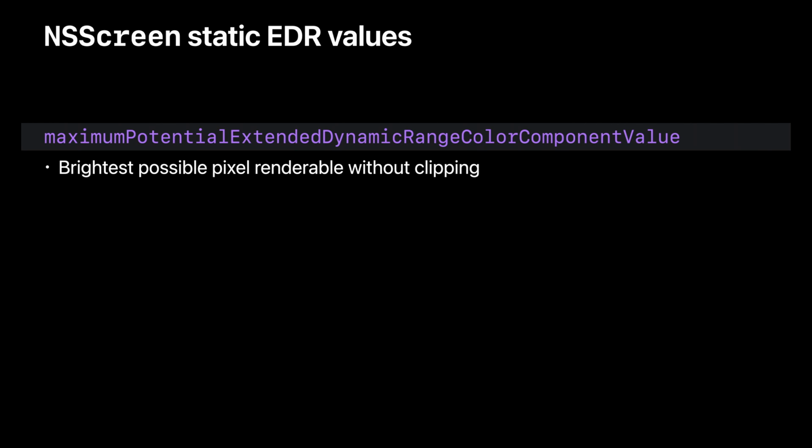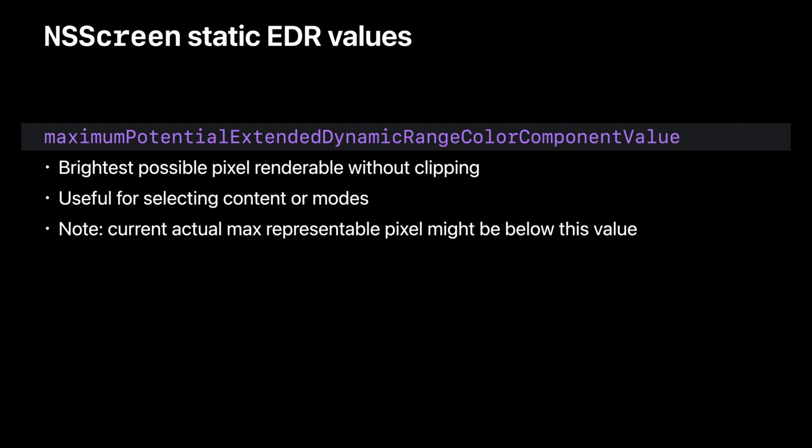The two other EDR values accessible from NSScreen are static, meaning they won't change over time. In contrast to the preceding value, maximumPotentialExtendedDynamicRangeColorComponentValue returns just that, the maximum EDR linear pixel value that might be renderable without clipping on this display. That is, if the display brightness and other features were set appropriately. Max potential EDR may be used to guide decisions, such as if SDR or HDR versions of content should be used, or even deciding if it is worthwhile to enable EDR at all. Please remember that potential is in the name. The current maximum renderable value, EDR max, might be below this value. 1.0 is returned for displays or display presets not supporting EDR.